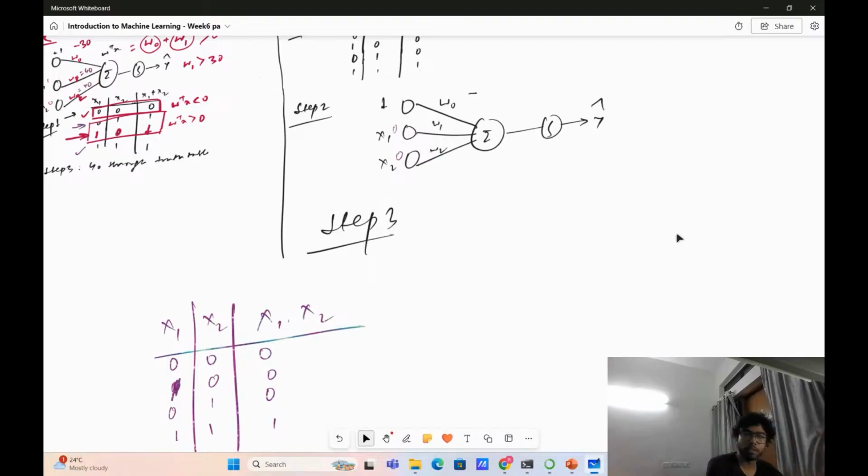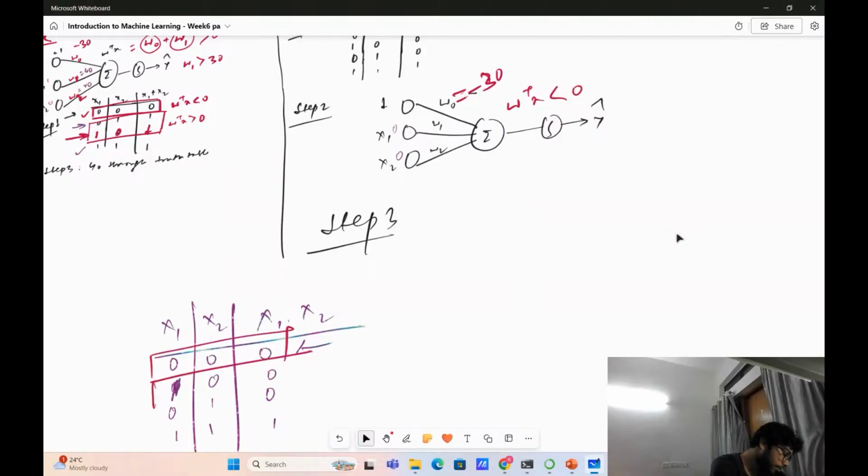Now we'll go through the truth table one step at a time. So the first row is if both are 0, then we should get the output as 0. So in order to get the output as 0, we need to have the summation less than 0, right? So if the summation is less than 0, then W naught should definitely be less than 0. So let's fix W naught to be, let's say, minus 30. We can fix it as some negative value, right? Now the first row is done.